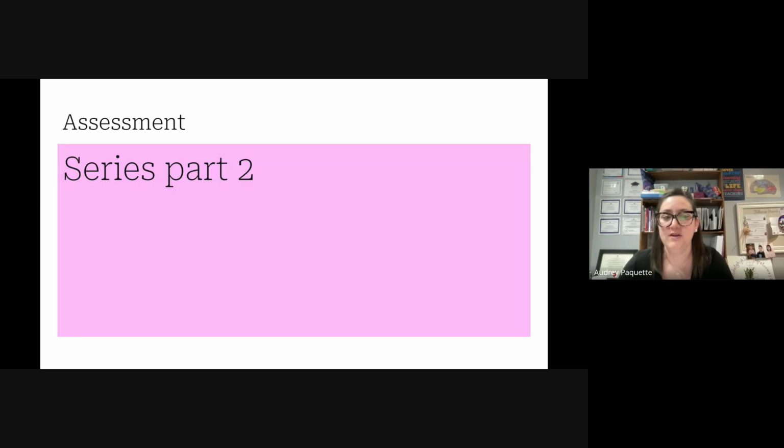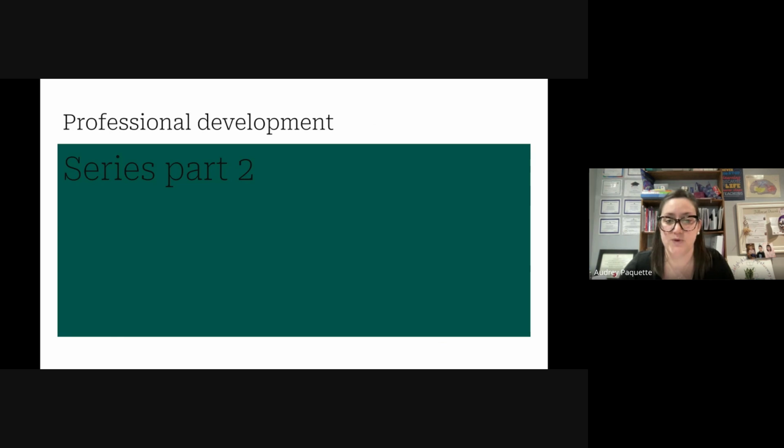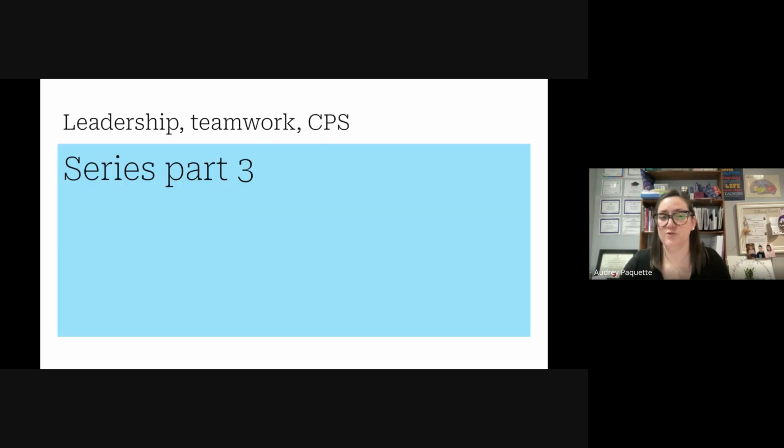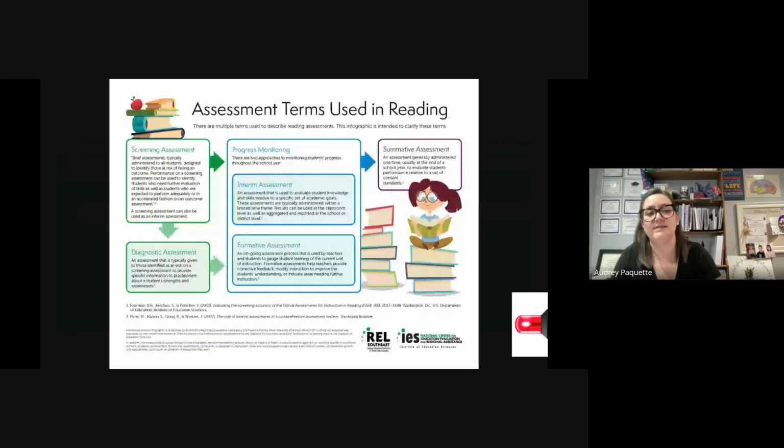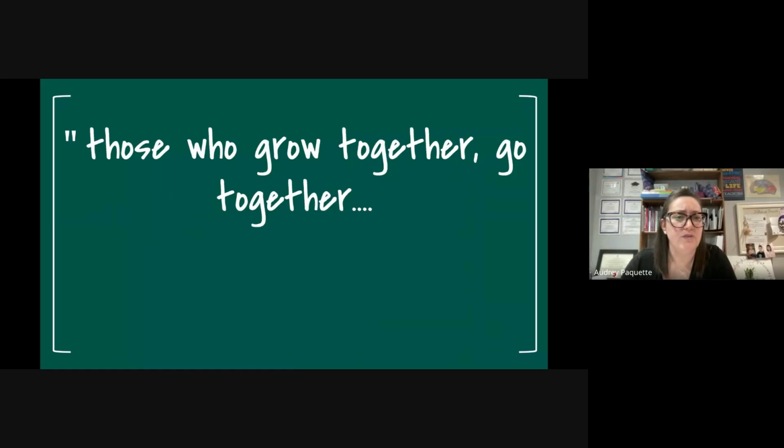All right, so assessment will be for next week. We're going to dig more into assessment, the 4 types, PD as well, and then the leadership, teamwork, collaborative problem solving will be in 2 weeks. This is a nice infographic that I use when we talk about assessments. So it's just a little teaser for next week. We're going to talk about screening, diagnostics, progress monitoring, and summative. And leaving with a quote, those who grow together, go together.